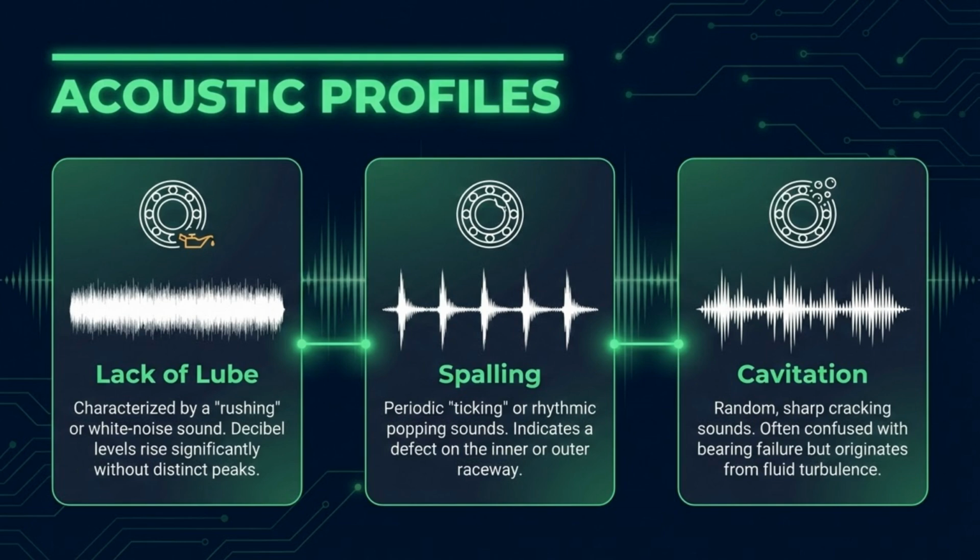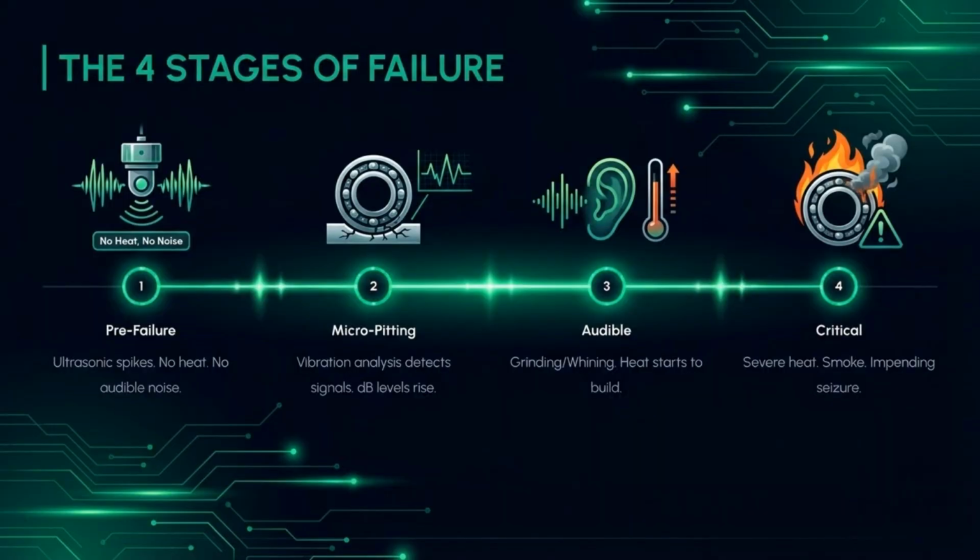Lack of lube is a rushing sound, spalling is periodic ticking, and cavitation is random sharp cracking sounds from fluid turbulence. Bearing failure occurs in 4 stages.